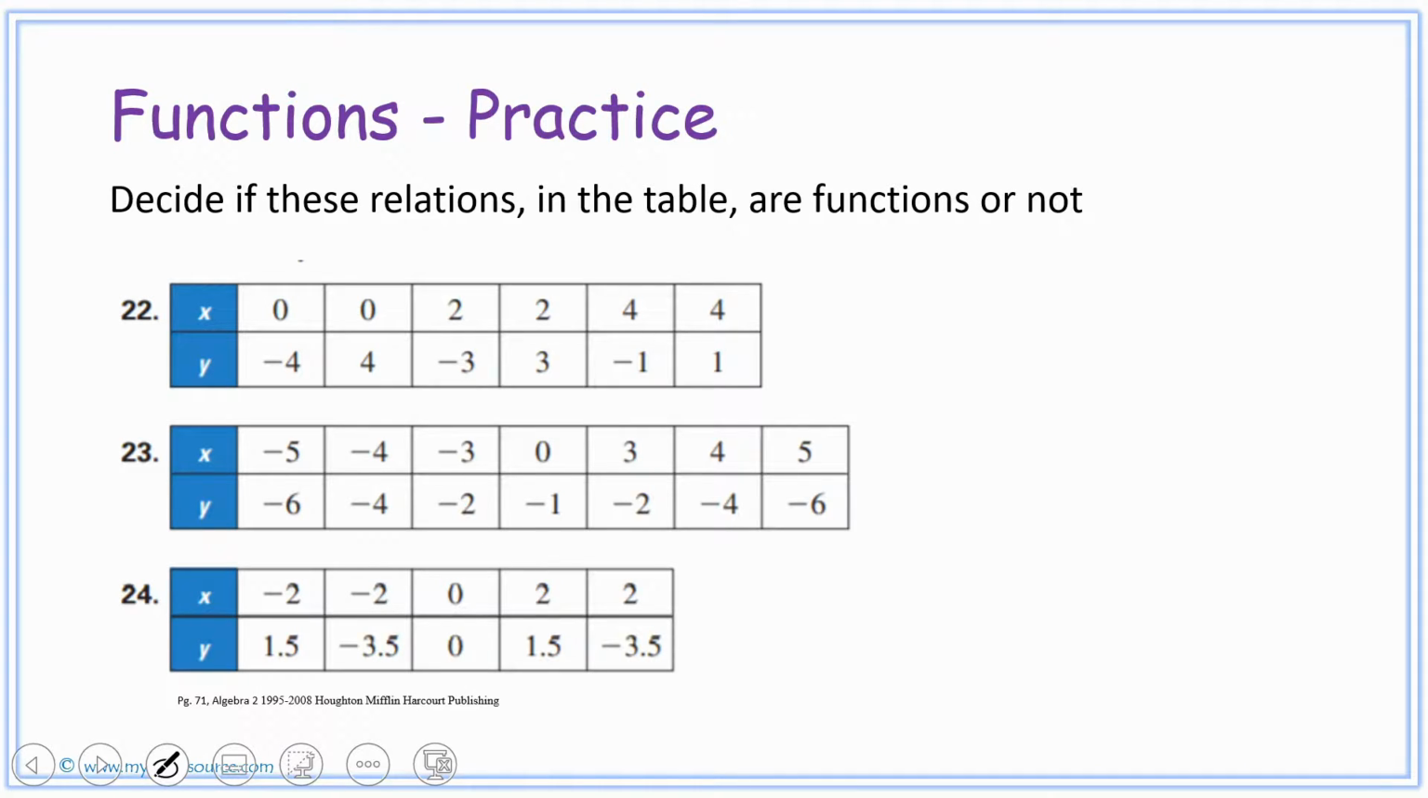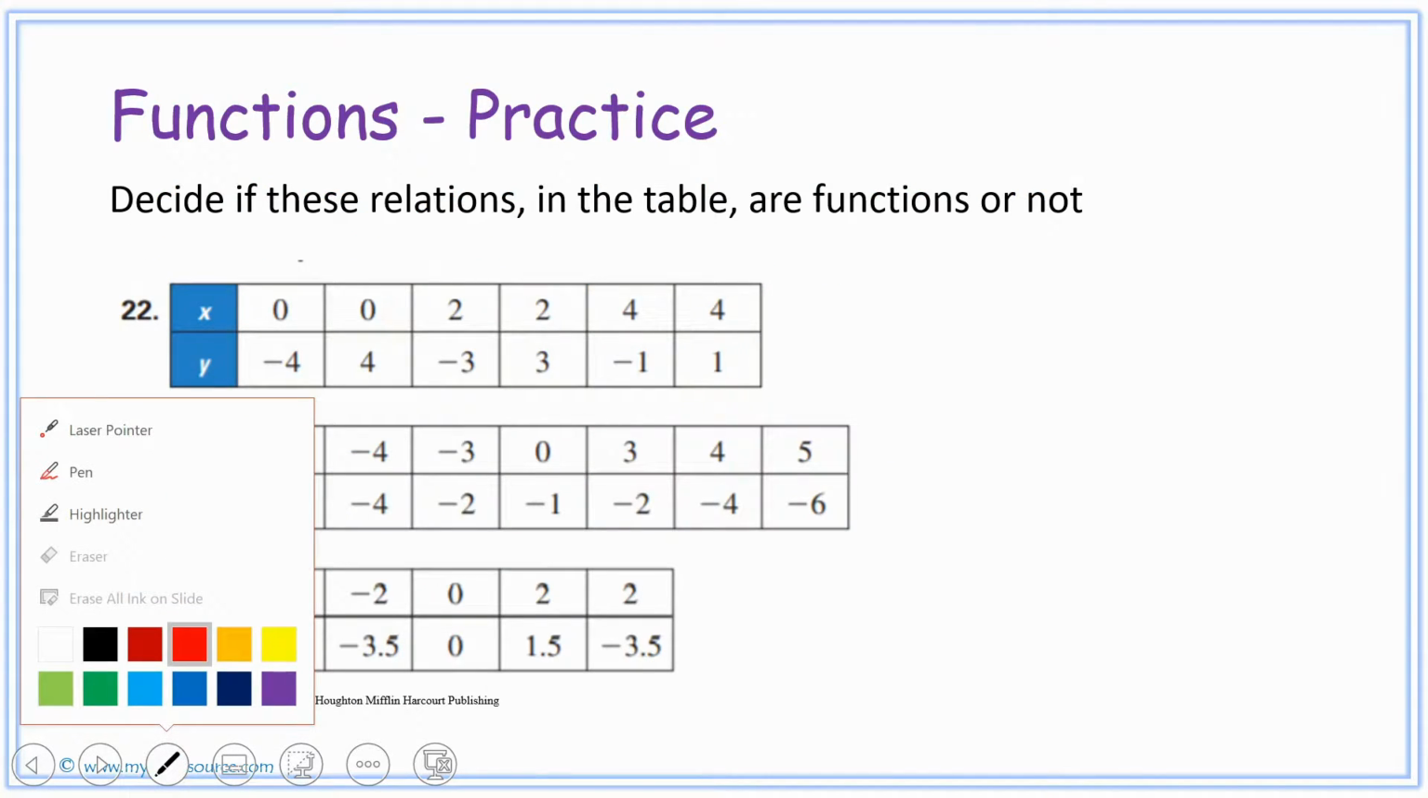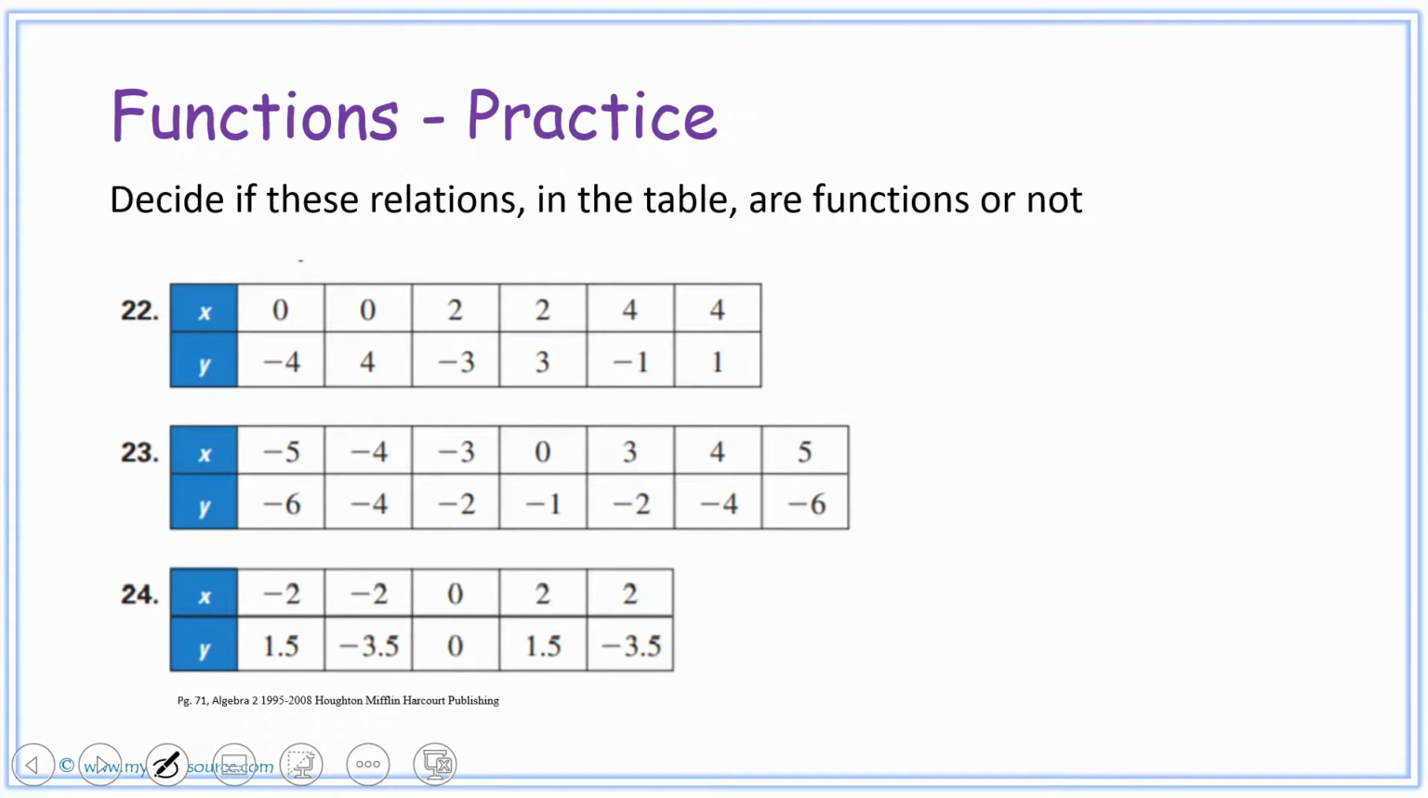All right, let's see if you remember those rules. Decide if these relations in the tables are functions or not. So number 22, is this a function or is it not a function? Well, if you said not a function, you are correct. The reason why it fails, there are multiple 2's and there are multiple zeros and multiple 4's. And by multiple, we have a pair there for each one. And so this one is not a function.